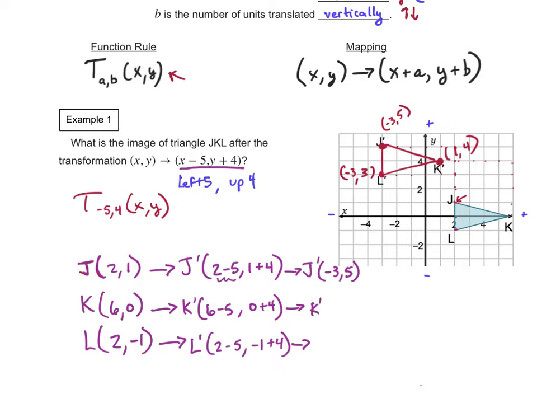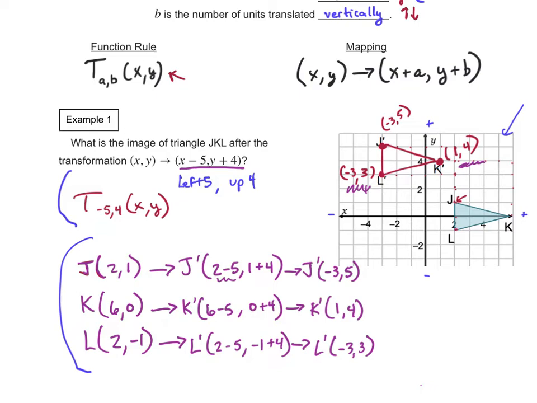K prime is going to be 1, 4, and sure enough, that matches up. And then L prime is going to be negative 3, 3, and negative 3, 3 also matches up. So this is finding it with mapping, finding it with the function rule, and then finding it with just graphing, okay? So that's how we're going to do translations. And again, often referred to as a slide because it appears that this thing has just slid this direction.